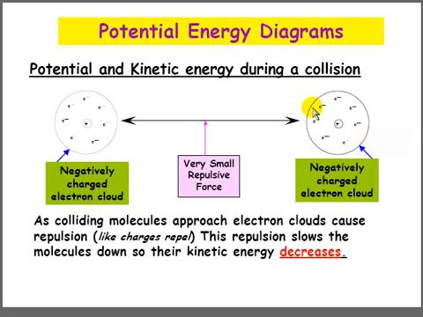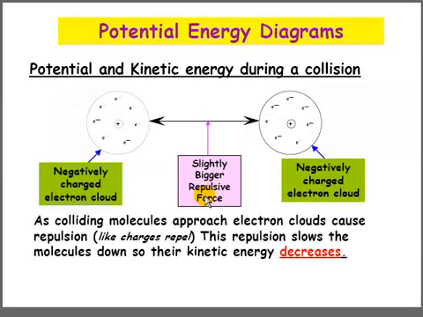In this video, we're going to take a very close look at collisions between two molecules. Molecules, or atoms, have electron clouds on the outside. As they approach each other, these electron clouds, which are both negative, tend to repel each other. This repulsive force tends to slow the molecules down, or their kinetic energy decreases.